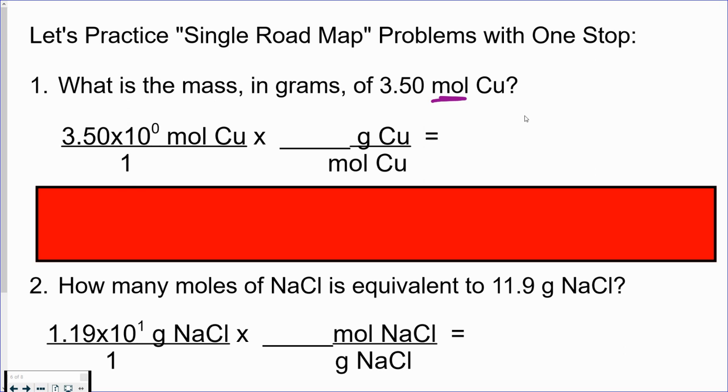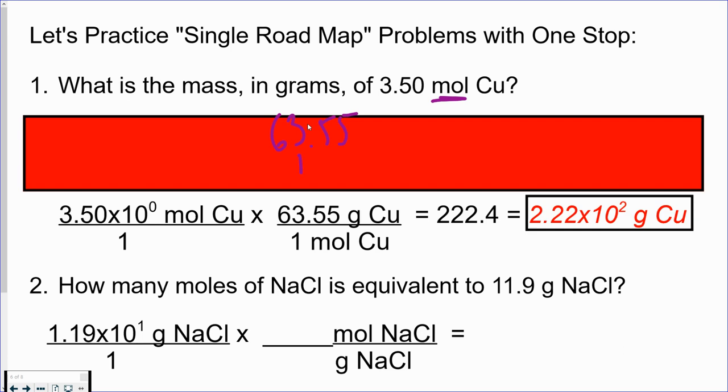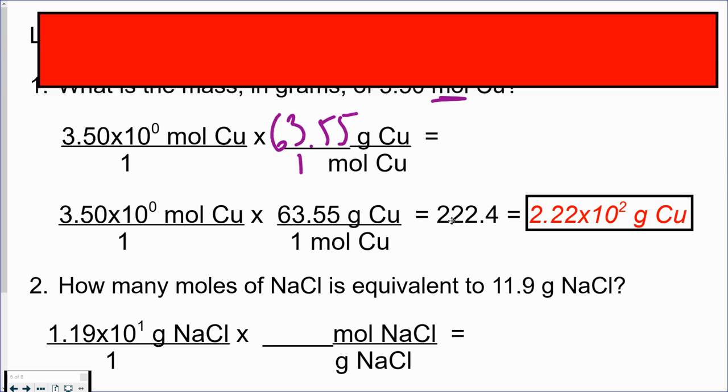So you look at your periodic table. Mole always gets the 1. Copper is 63.55. And you take it, plug it into your calculator. You should multiply it, and you should get something in your calculator that looks like that. 3 sig figs right here in our givens. So our final answer is only 2.22. And then we moved it over 2 places, giving us 2.22 times 10 to the second grams of copper.